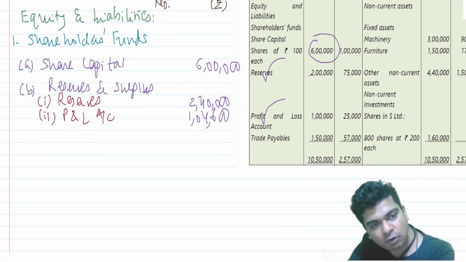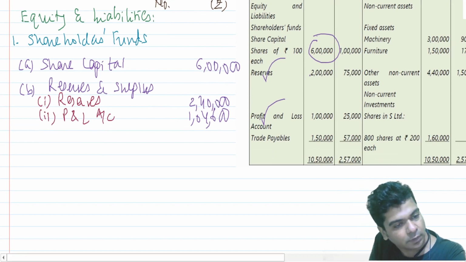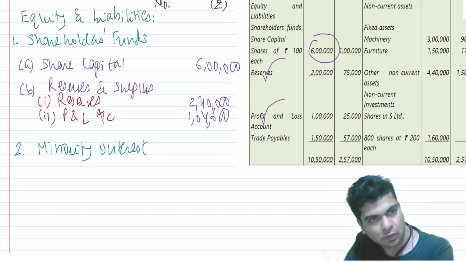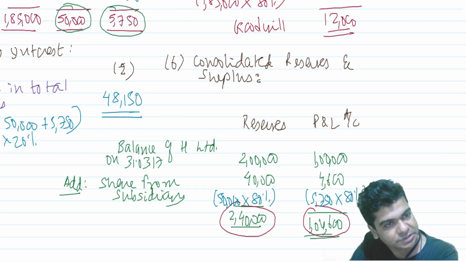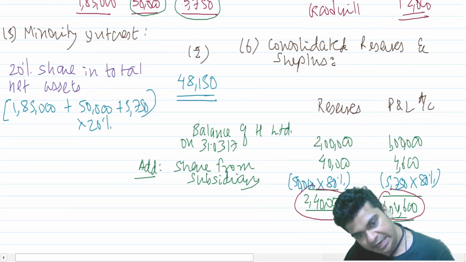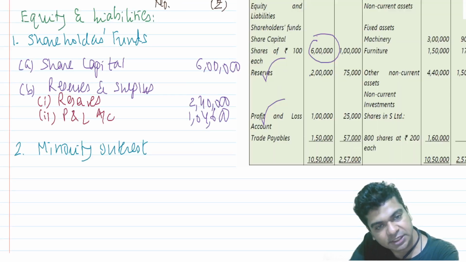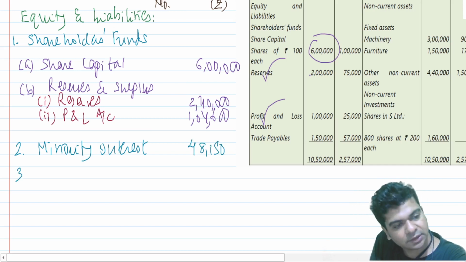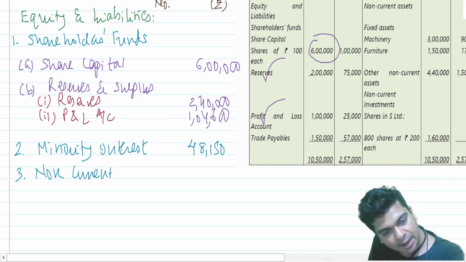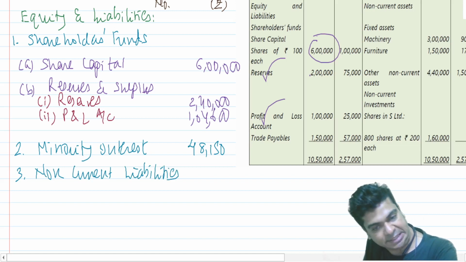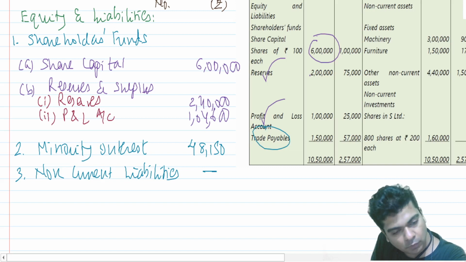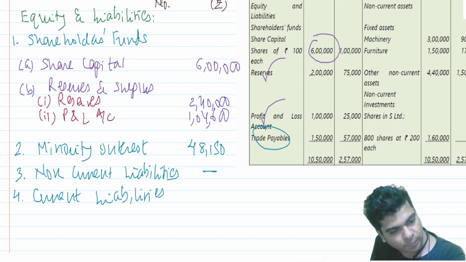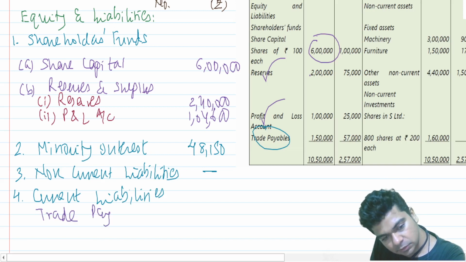There's a new head to be prepared now when you are preparing the consolidated balance sheet. The new head is minority interest. I will report my minority interest from the workings. Minority interest, where is it? Here it is, 48,150. The third head, non-current liabilities. I see the balance sheet. I have trade payables, which is a current liability. So no non-current liabilities. Fourth and final head, current liabilities. I'll show here trade payables.